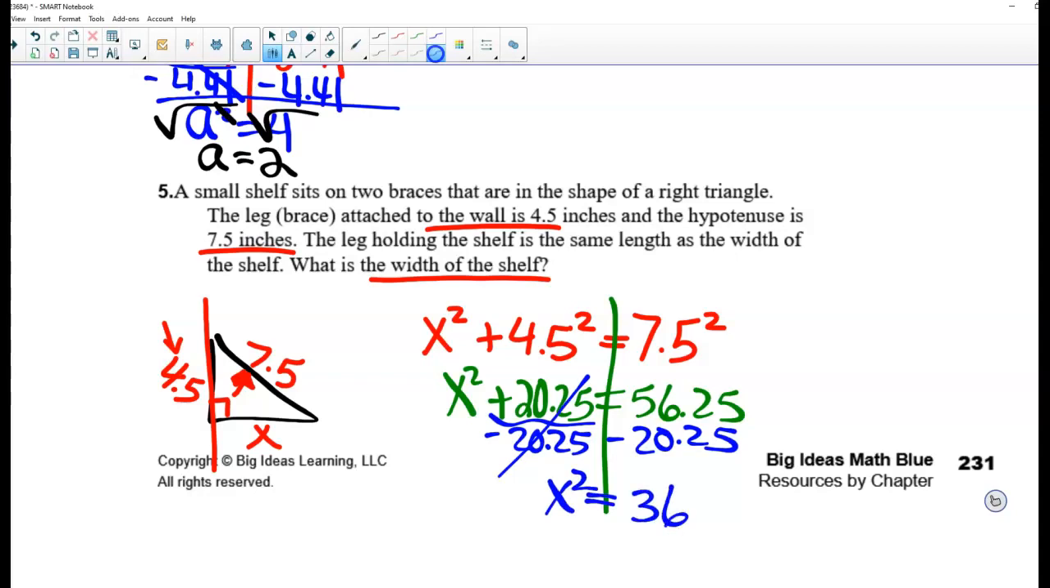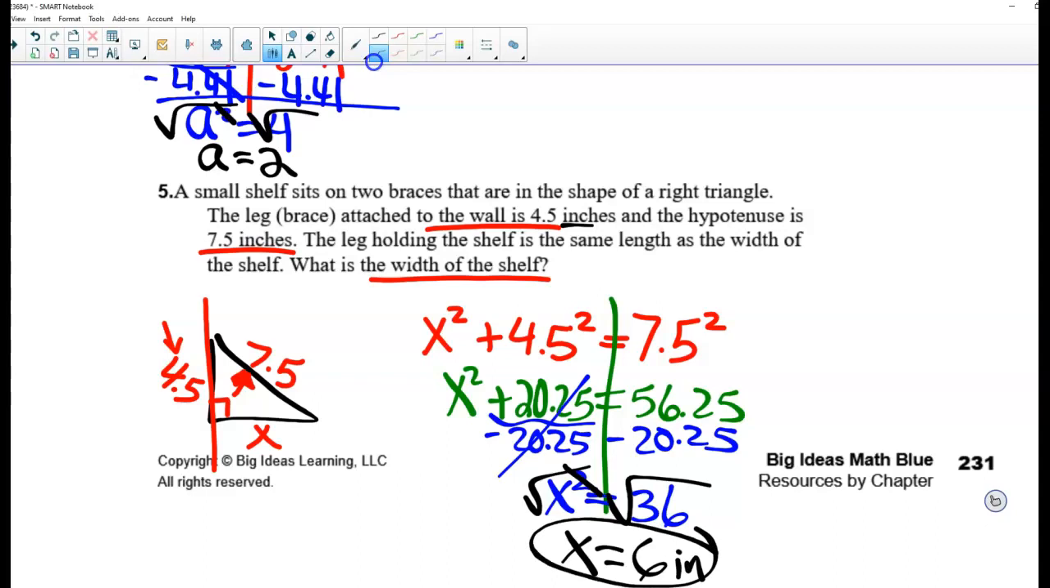And then again, to undo and get my final answer, I don't want x squared, so I take the square root to undo it. So x would equal, and then my final answer, I just want to make sure, is 6, and then it matches, we have inches. So that would be for our story problem.